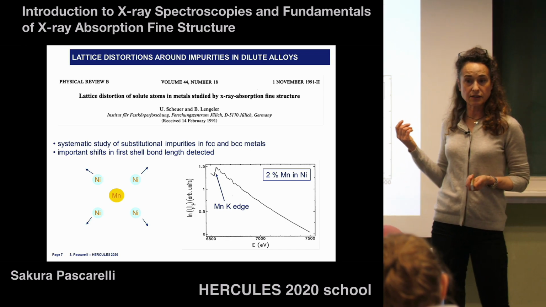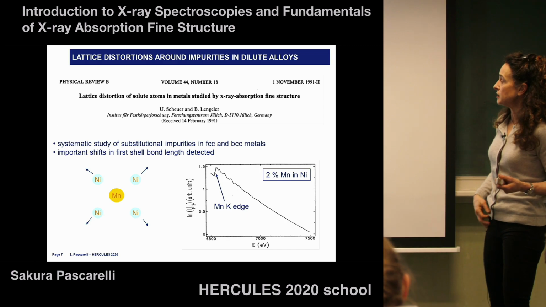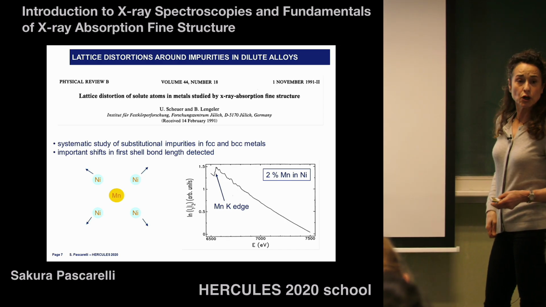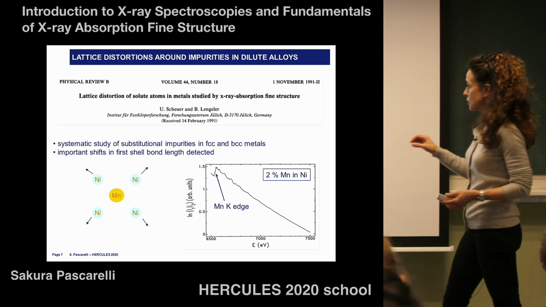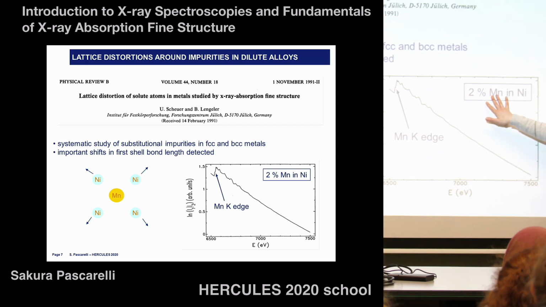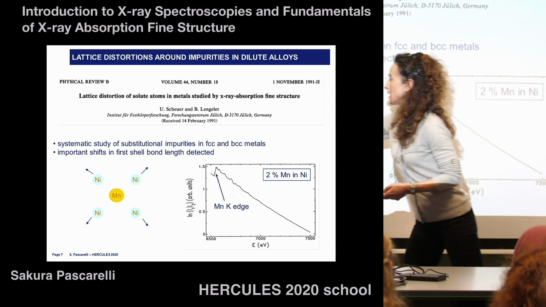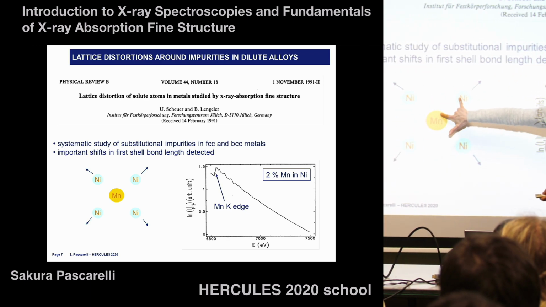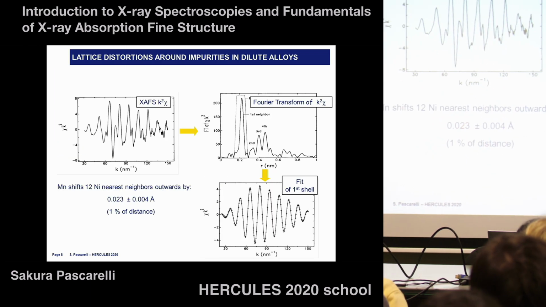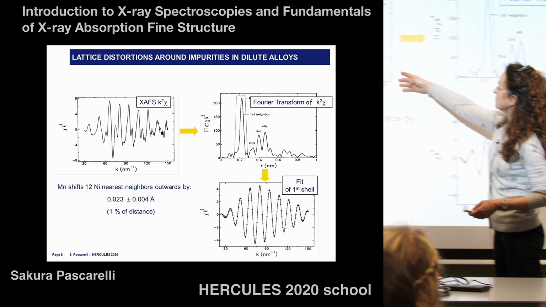And EXAFS showed, this was in the 80s, let's say, published in the beginning of the 90s, that this is not at all true. So they could measure, you see here, the manganese K-edge, this very small signal because there is not much manganese. They analyzed the X-ray oscillations, and they were able to find, with very high precision, the distance between manganese and nickel. So that's their X-ray signal multiplied by k squared.